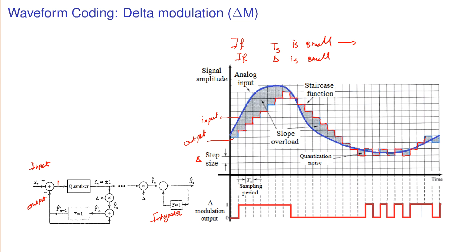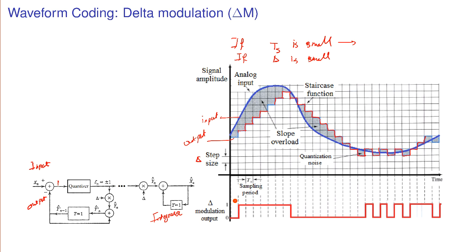Sometimes in this curve you see that if the slope of the input signal is very high, then this staircase signal cannot track it, so you will have a slope overload. To eliminate this slope overload, either you have to reduce Ts or you have to increase delta. And both will create more bits, which we don't like.